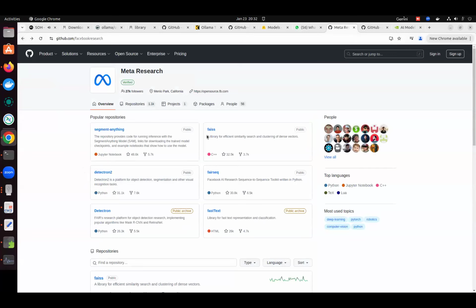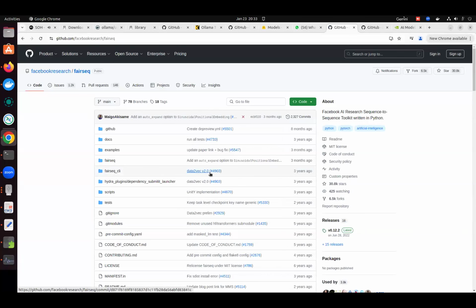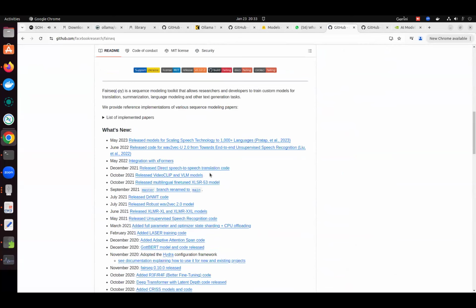And this is research that is open sourced by Facebook. And FAISS: people who are into natural language processing or large language models or RAGs, retrieval augmented generation, will know something about vector databases. FAISS is something used for vector databases. Till this point we spoke only about computer vision, but if you want to use sequence modeling, FAIR, that is Facebook sequence modeling, can also be useful. It is a modeling toolkit which allows researchers and developers to train custom models for translation, summarization, language modeling, and so on.